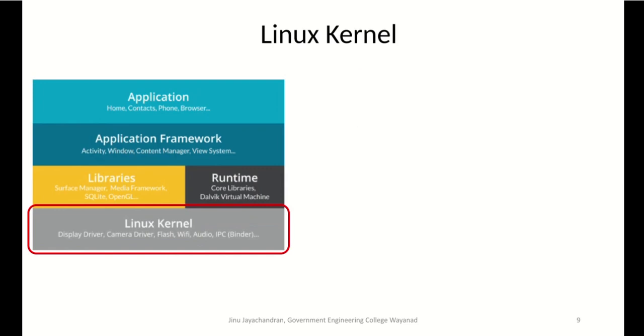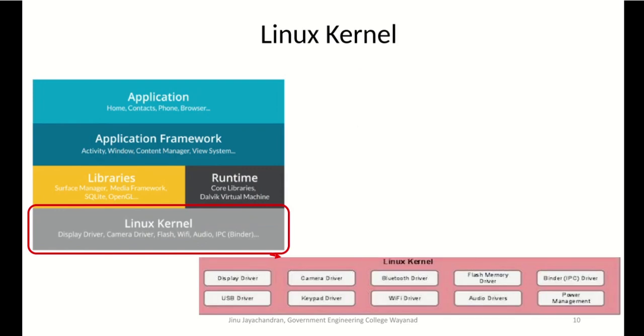So let's look at the Linux kernel first. If you look at the Linux kernel, you can see there are multiple layers in it, and almost all of them are drivers. So there is a display driver, camera driver, Bluetooth driver, flash memory driver, binder, keypad, USB, Wi-Fi, audio, power management. So almost all the drivers and the power management come in the Linux kernel.